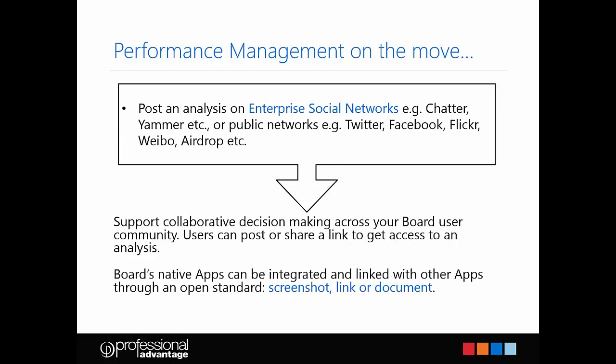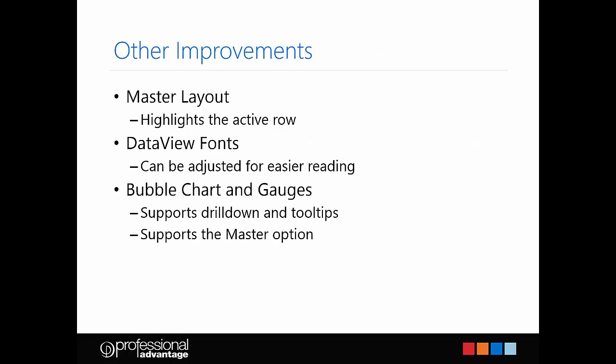The new collaboration features allow you to share links or screenshots via most social networks. Pretty much anything that supports a link or a screenshot will be able to support the collaboration of Board mobile screens. The mobile app now supports screens that use the master layout, where one of the objects on the screen is used to update all of the other objects, like you use in a dashboard style of screen. Make a selection on the master object and all of the other objects are updated.